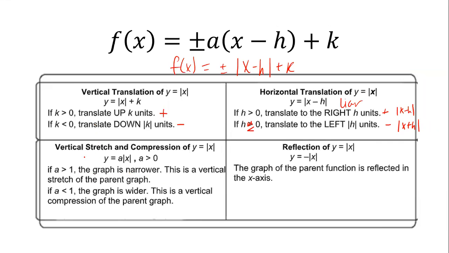If A is less than 1, but A has to be greater than 0, by the way, the graph is getting wider, and that's just meaning that it's smushing down and getting shorter. So we have skinny, and then wide, or getting wider, is what it's saying. And then here, the graph of the parent function is reflected. So there's a negative outside of the absolute value bar, and the graph of the parent function is being reflected.